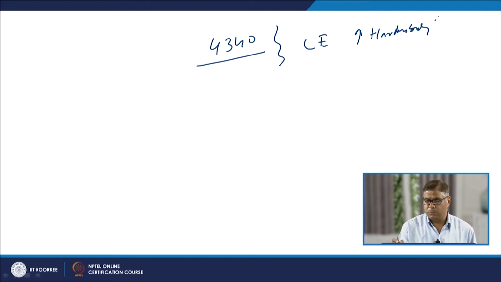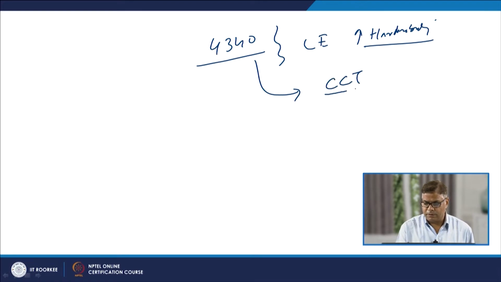Now, in order to understand the relationship between the kind of microstructures observed during welding in heat treatable low alloy steels and their possible effect on weldability, we can understand it in a much better way using the continuous cooling transformation diagram, or CCT diagram. Typically we will be going through the CCT diagram for 4340 steel.